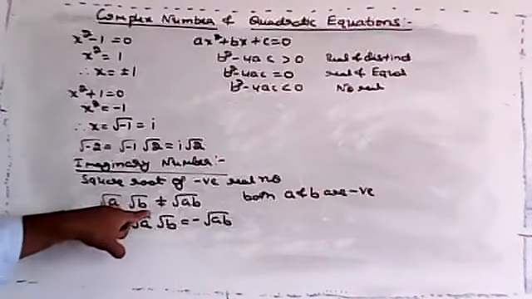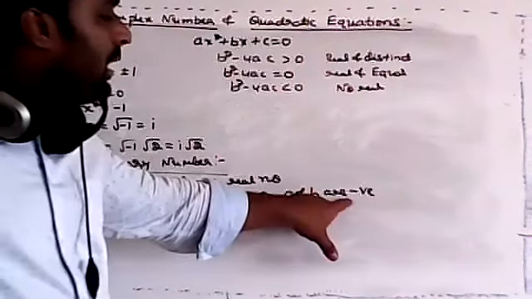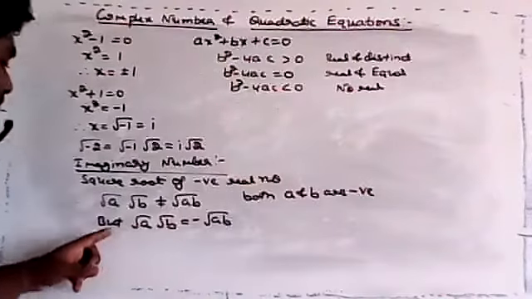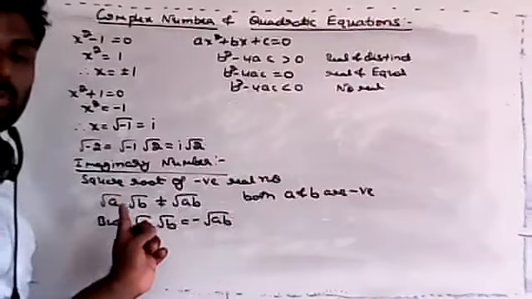Root of a into root of b is not equal to root of ab if both a and b are negative. But root of a into root of b is minus root of ab when both are negative.